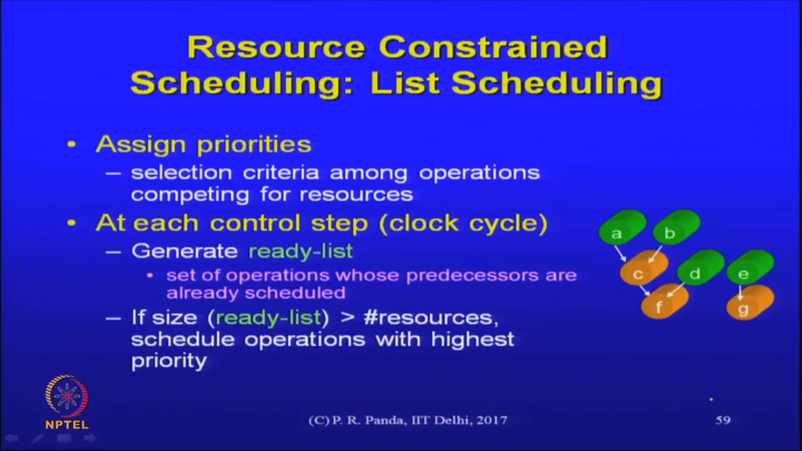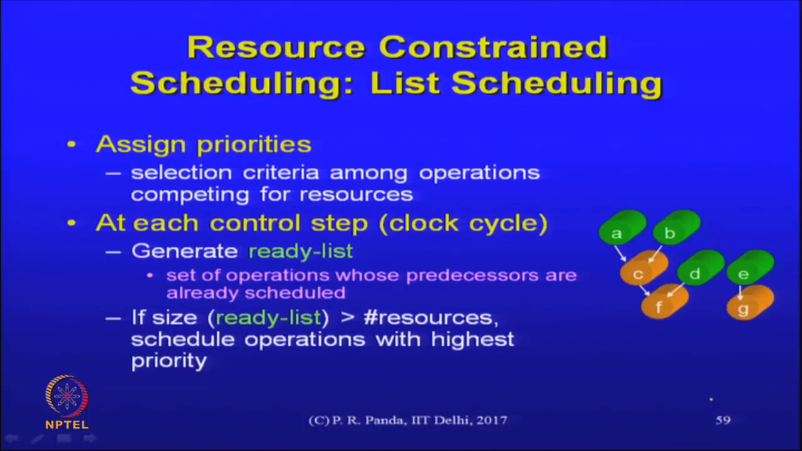List scheduling is a standard heuristic for the resource constraint scheduling problem. So, let us study this algorithm in some detail. The idea is you assign some priorities to the nodes. Those priorities form a selection criterion among the different operations that are competing for the resources. So, the overall idea is very simple.